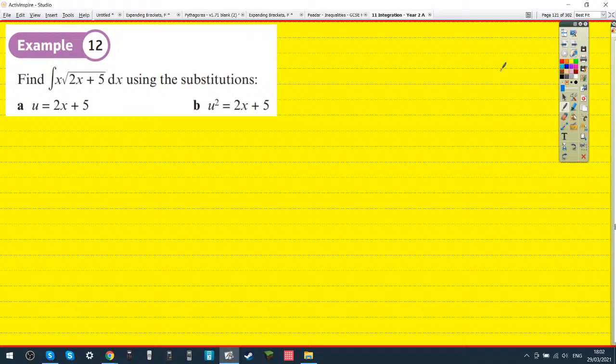Do I need to now solve for x with u equals? Yeah, what do you get? I will get x is equal to u minus 5 over 2. Yep. And then with my equation, do I then do u minus 5 over 2 times u to the power of a half?